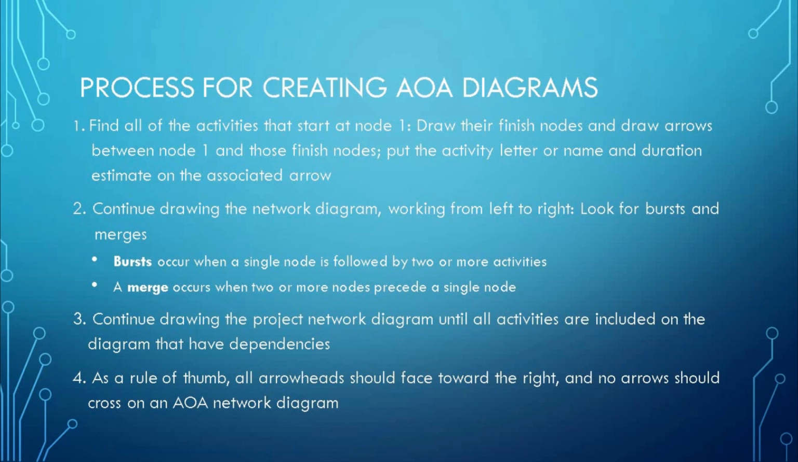Number 2, continue drawing the network diagram working from left to right. Look for bursts and merges. Bursts occur when a single node is followed by 2 or more activities. A merge occurs when 2 or more nodes precede a single node. Number 3, continue drawing the project network diagram until all activities that have dependencies are included on the diagram. And last, as a rule of thumb, all arrowheads should face toward the right and no arrow should cross another on an AOA network diagram.